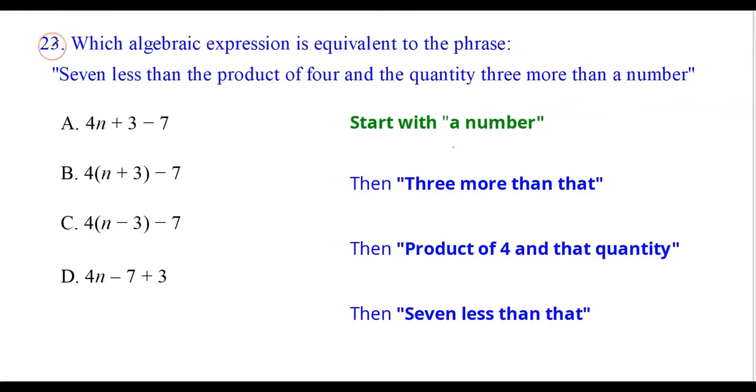Question 23. Which algebraic expression is equivalent to the phrase 7 less than the product of 4 and the quantity 3 more than a number? When I'm dealing with problems like this, the first thing I do is start with a number. In other words, in this phrase, I look for the wording a number, which shows up right here at the end of the phrase.